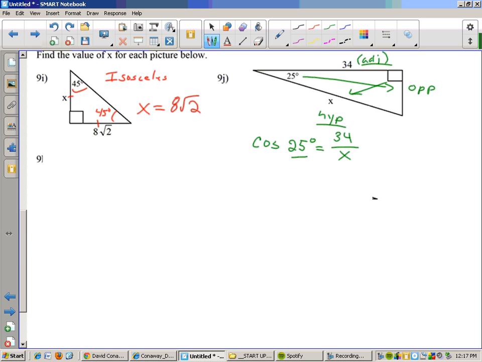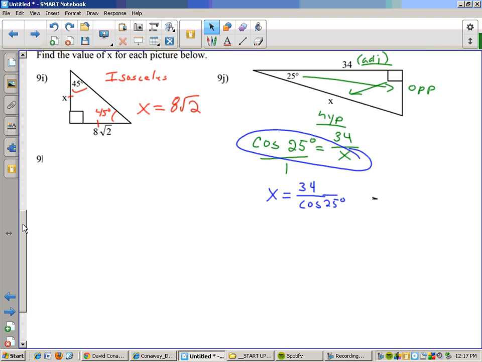Now, I can remember my proportionality properties allows me to just swap those. And I can get that x equals 34 over cosine 25. And that's not magic, that's just math. Multiply by x, divide by cosine 25, and you're there. And what is x going to be approximately? 37.5? Okay, and they did not give us units there, so we're good.